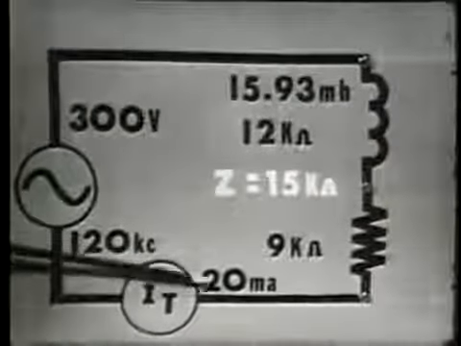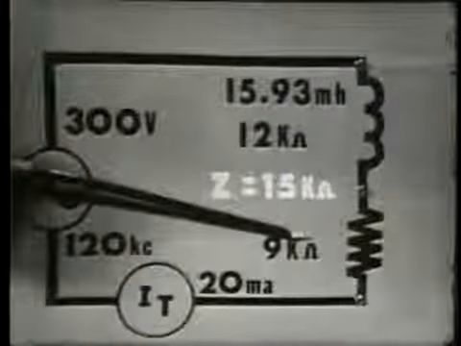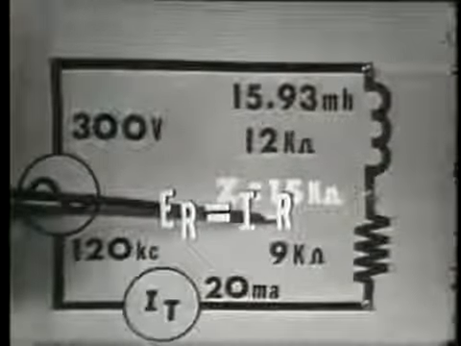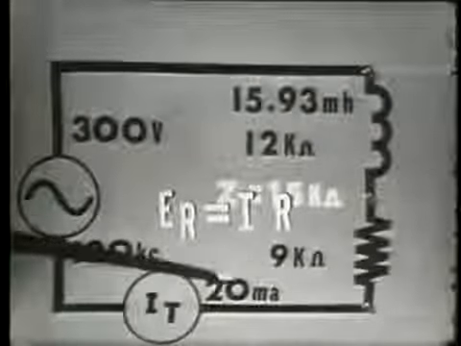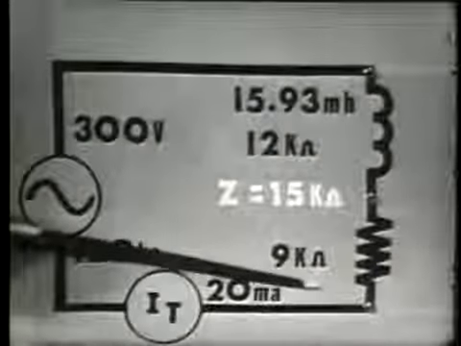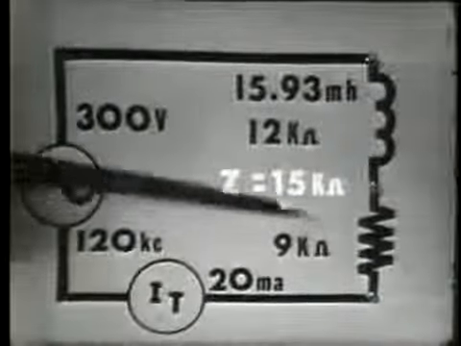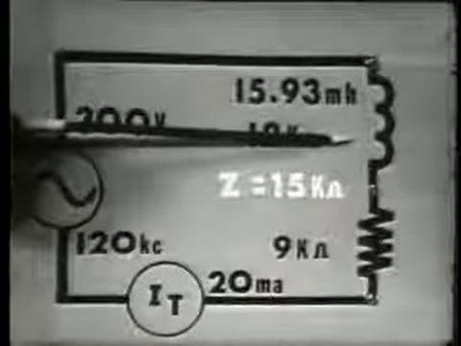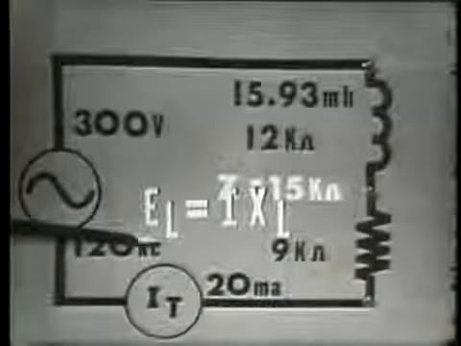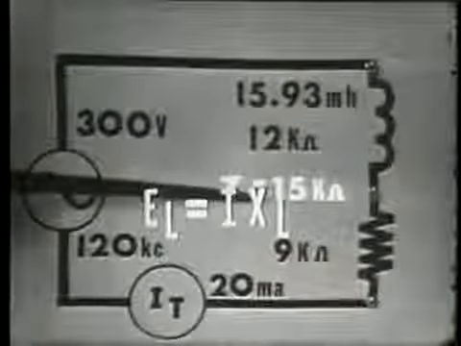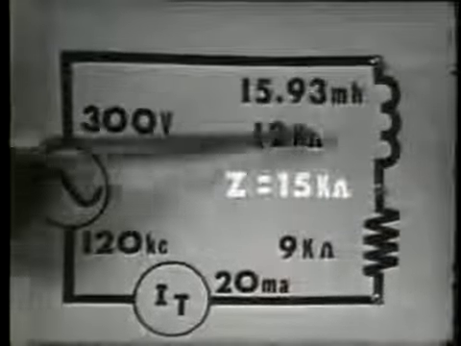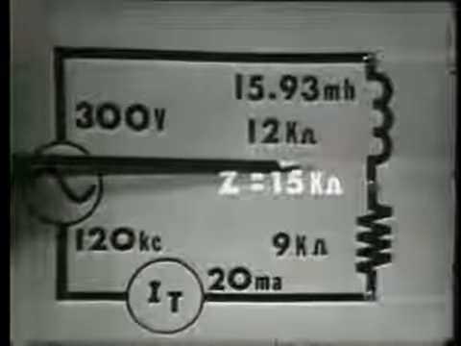Now, this 20 milliamps, of course, must flow through the 9 k ohms of resistance. Therefore, the voltage across R is equal to I times R, or 20 milliamps times 9 k ohms, or 180 volts across R. This 20 milliamps flows also through the inductive reactance, 12 k ohms, of our inductor. And the voltage across the inductor would be equal to 20 milliamps times 12 k ohms, our X sub L, or 240 volts would be dropped across the inductor.